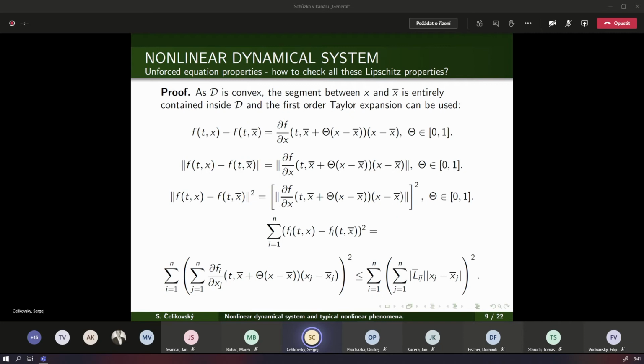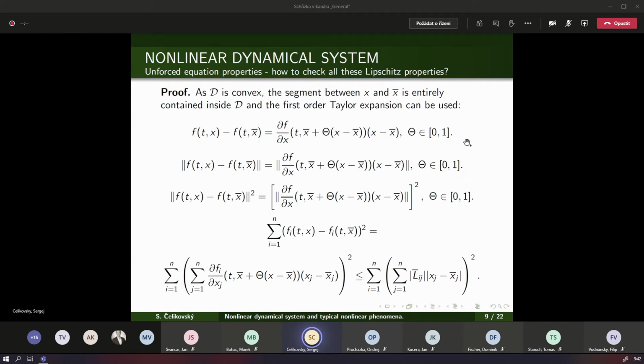And why do we need it? We need it here in the proof because we want to use Taylor's expansion, and Taylor's expansion for vectors. Remember, these are vector functions. So you may remember that exactly we will here have this Jacobian. So the difference between two points is equal to the Jacobian times the difference between these arguments.